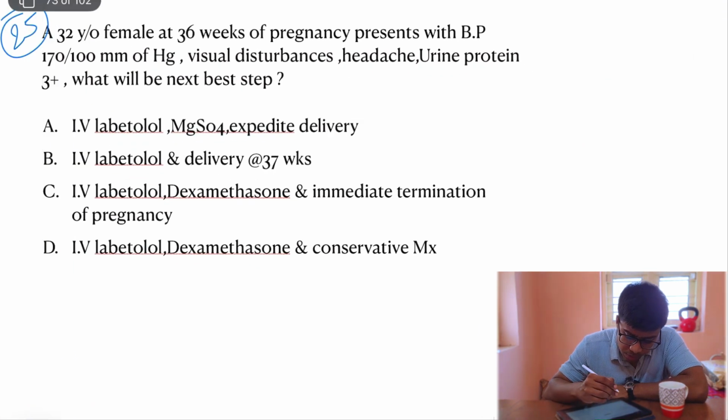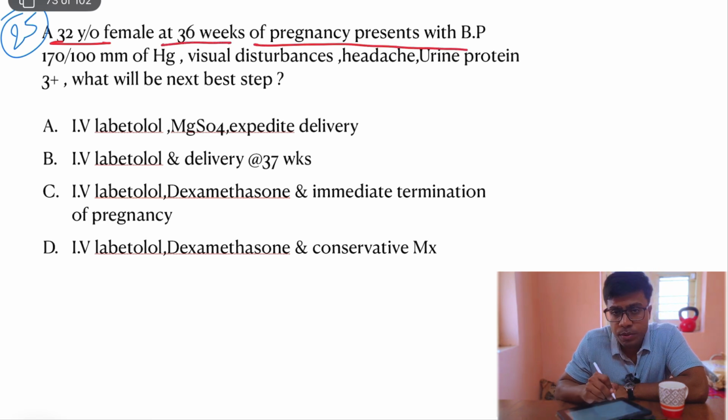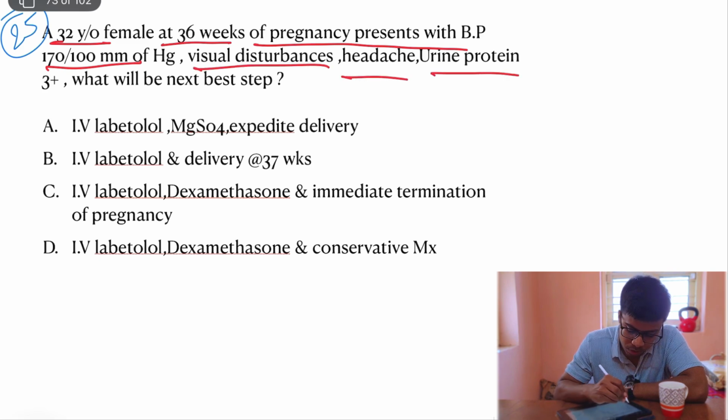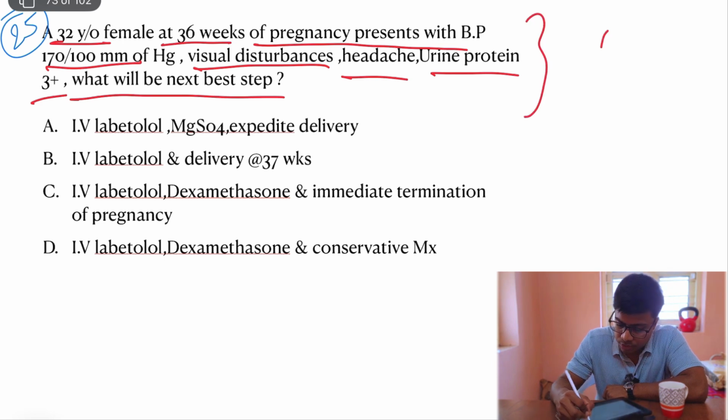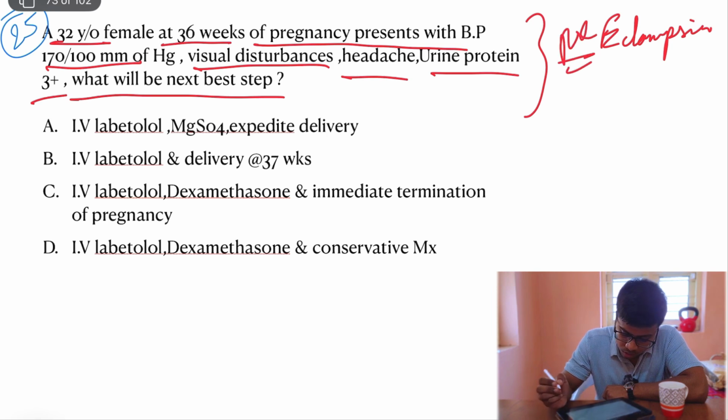Then next, a 32-year-old female at 36 weeks of pregnancy presents with BP 170 and 100 mmHg. Visual disturbances are there, headache, urine protein positive 3. What is the next step? So this seems to be a pre-eclampsia case, and they're asking what's the treatment.